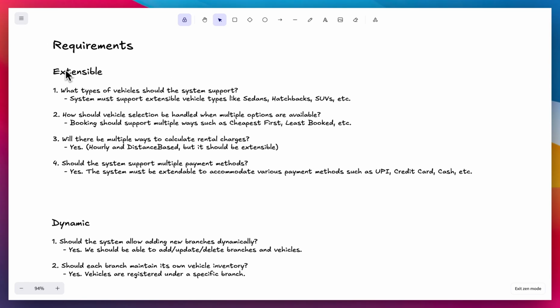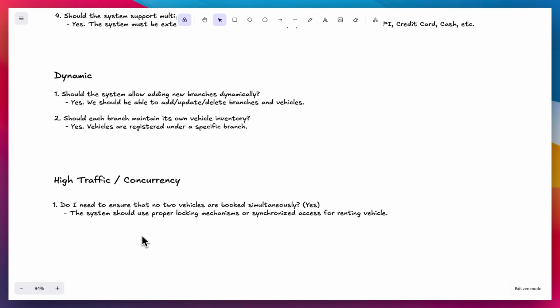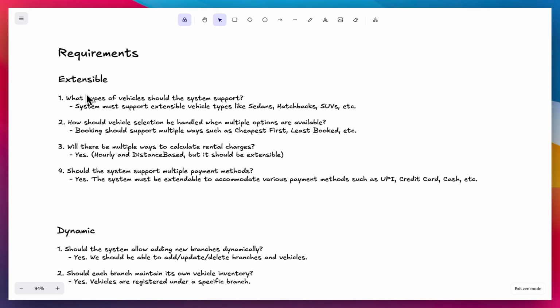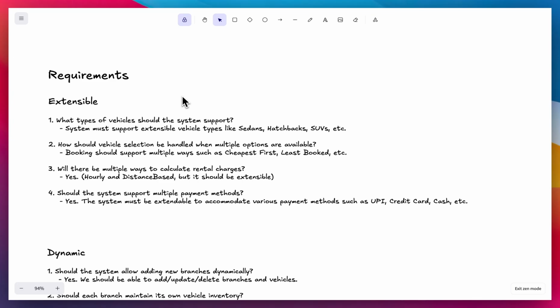I've already noted down all the requirements and I've categorized those requirements into these 3 categories: extensible, dynamic, and concurrency. So let's start with the extensible category. In the interview, the first question that you can ask the interviewer could be, what types of vehicles should the system support?